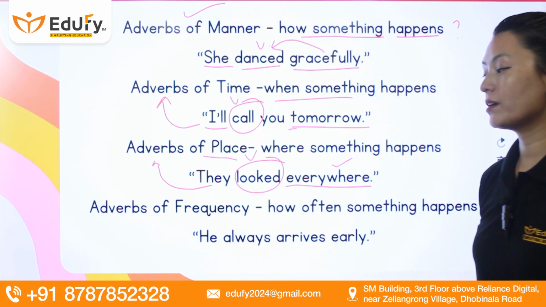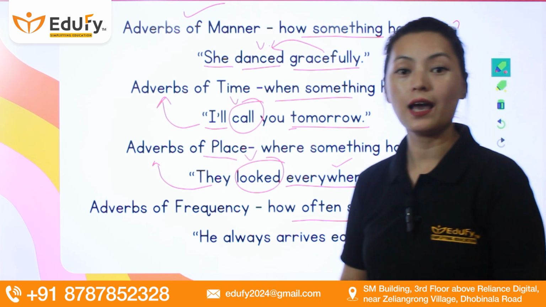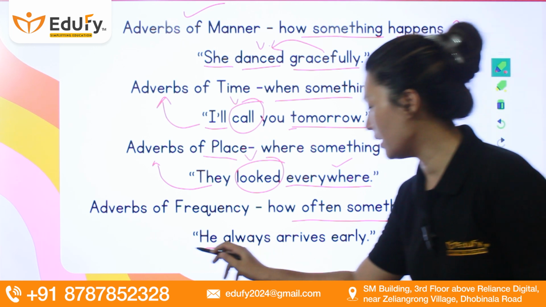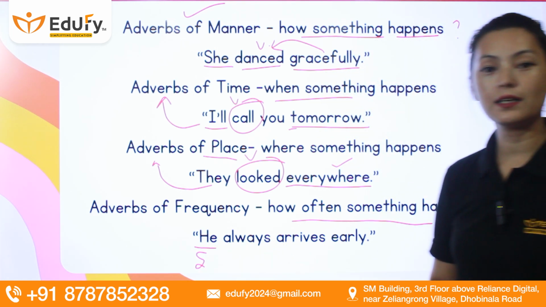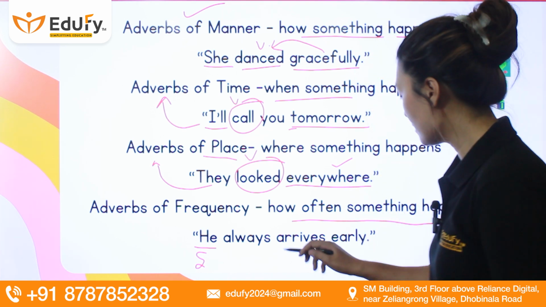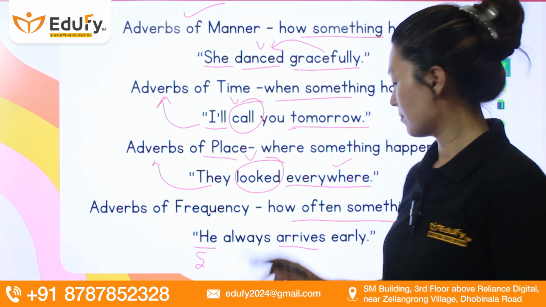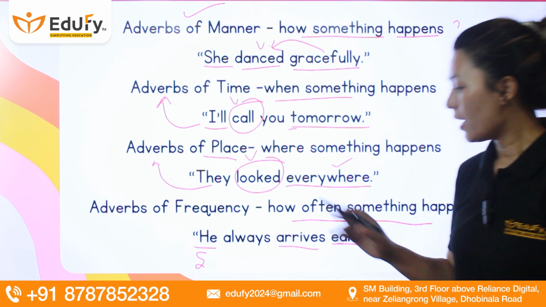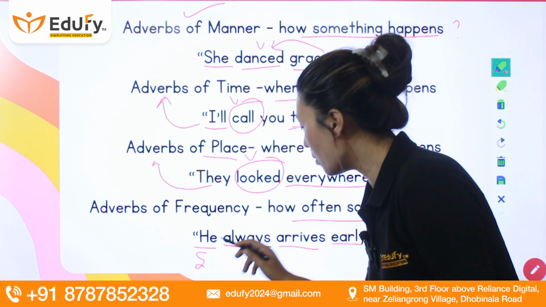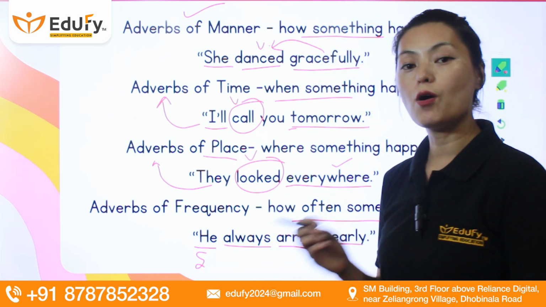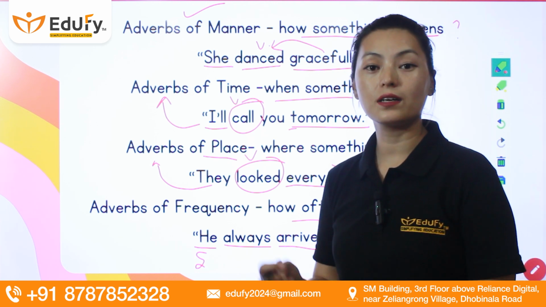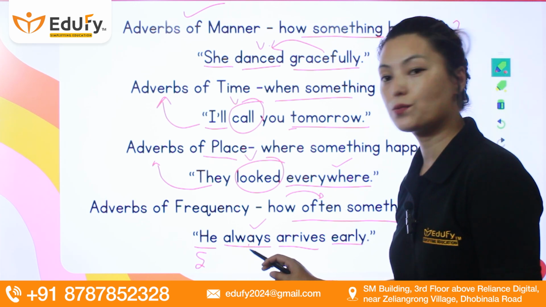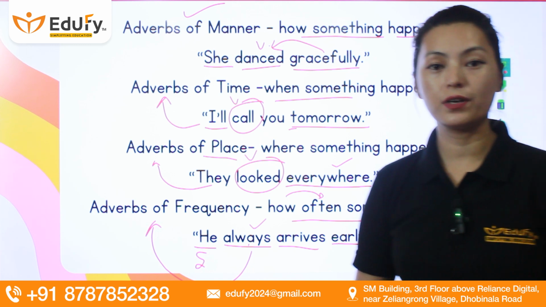Next one, adverb of frequency means how often something happens. He always arrives early. He is the subject. Where is the verb in the sentence? It is very clear, right? Arrives is the verb. When does he arrive? He arrives early. And there's also another word, always. How often does he arrive early? He arrives early always, right? So it is answering the question of how often. So this word will be considered as an adverb of frequency.